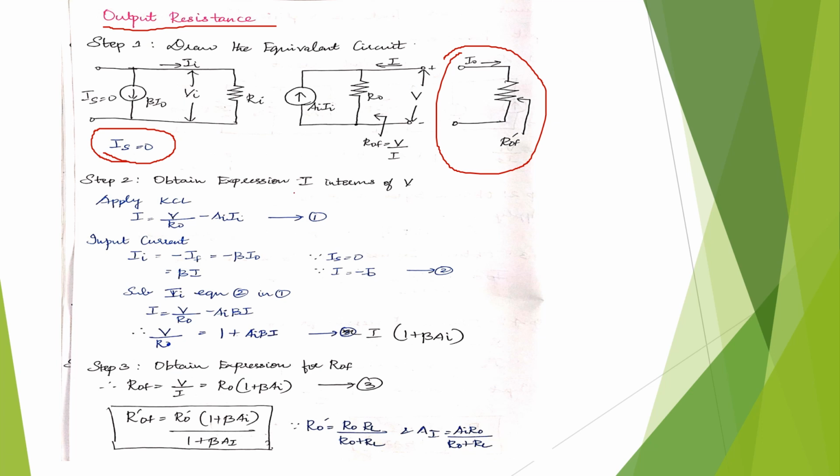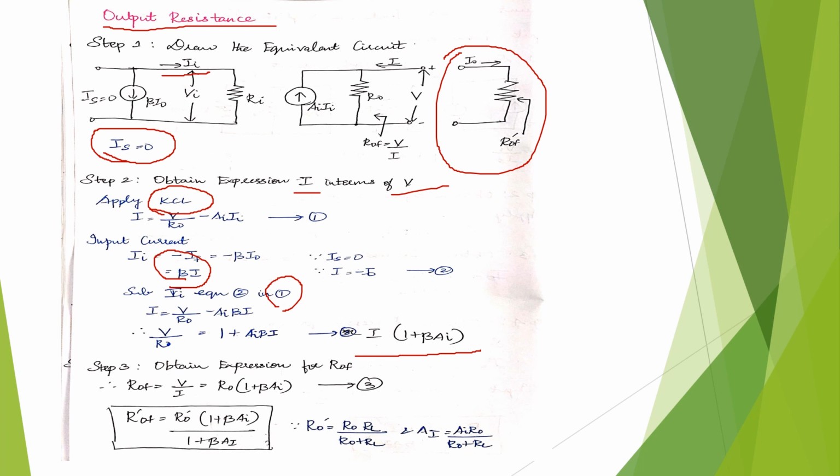Now, let us find out the current in terms of V by applying our Kirchhoff's current law. So, our input current is going to be the voltage based on the resistance. So, the input current is going to be given as Ii. Here it is the flow of the current, which is based on this beta I. So, now we know the expression for Ii and I. So now we are going to substitute the second equation in our first equation, and we are going to get the final equation as I into 1 plus beta Ai.